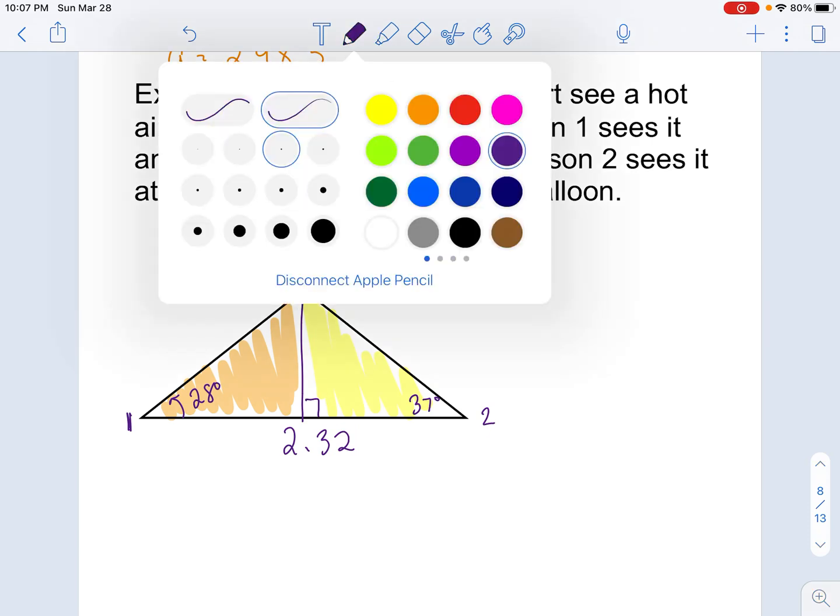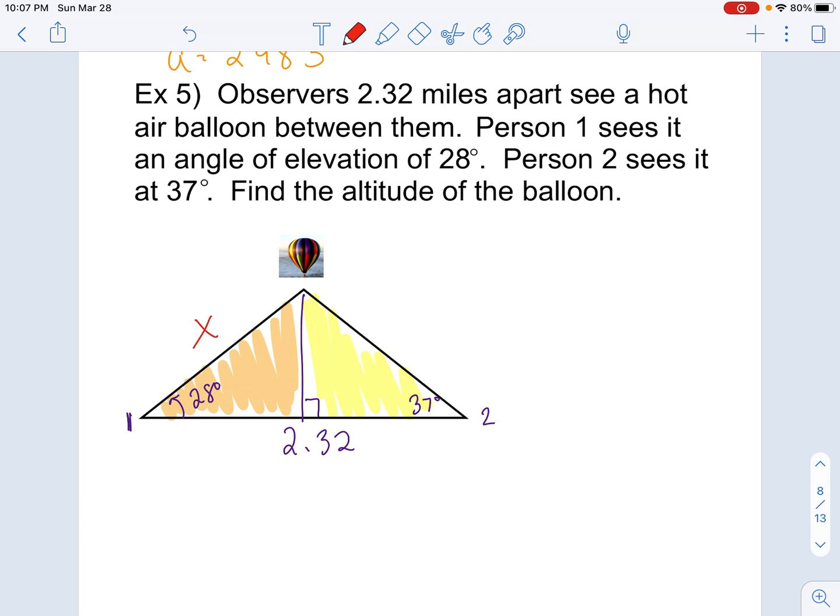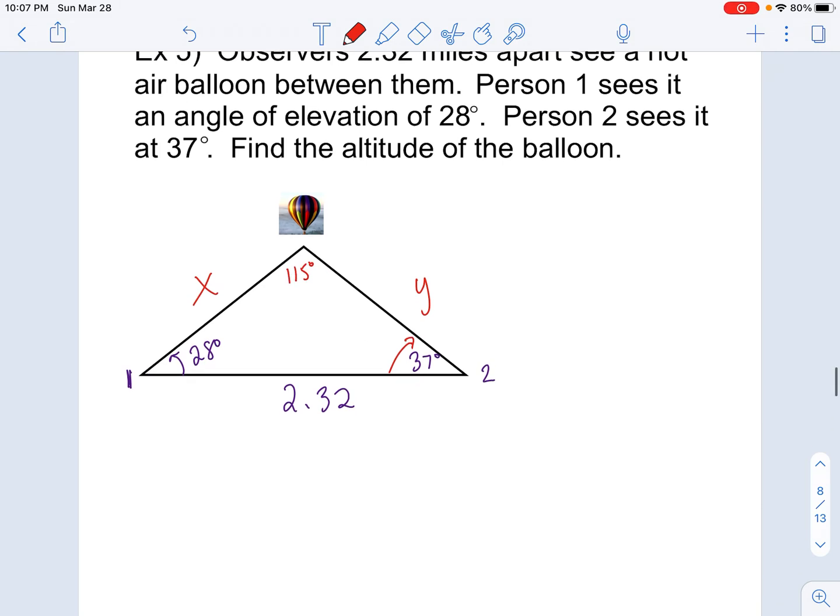It doesn't matter if we find the side on the left or the side on the right. I'm going to call this X on the left-hand side, and we're going to find that side length first. Again, you could find this side if we call it Y. But remember, we're trying to find the height. For right now, we're going to ignore the height, so I'm going to erase this, and we're just going to look at that big triangle. I do have two of the angles, the two angles on the bottom. So if I subtract those from 180, I get 115 degrees up at the top.